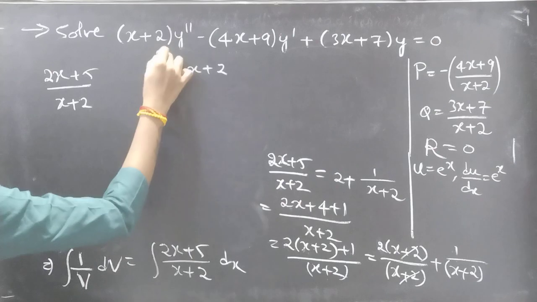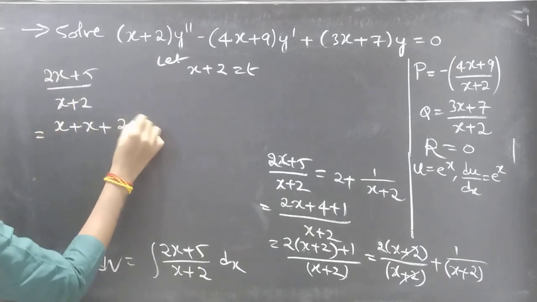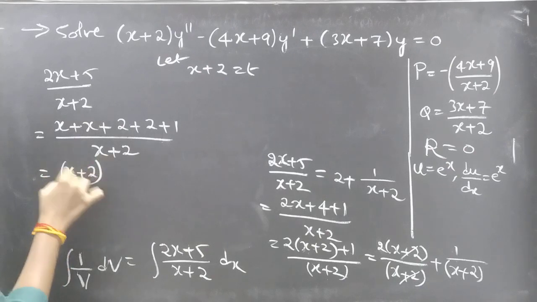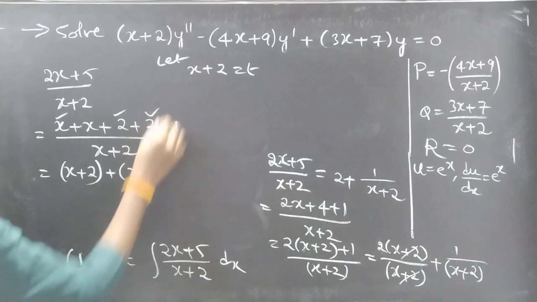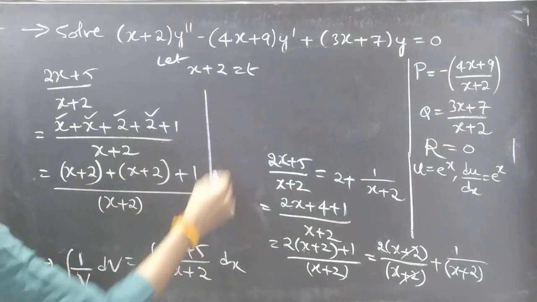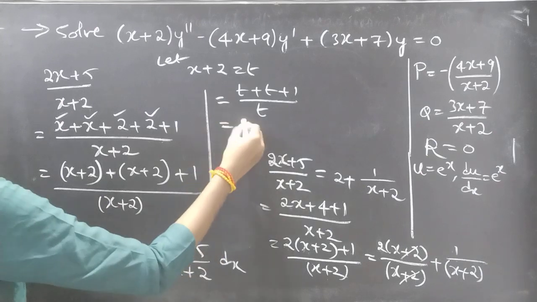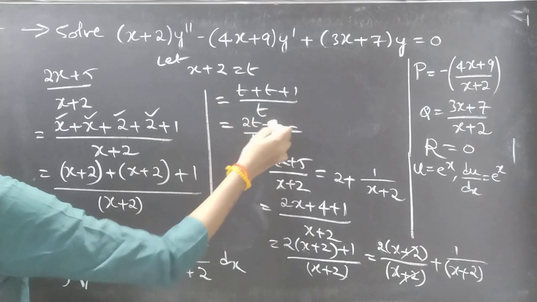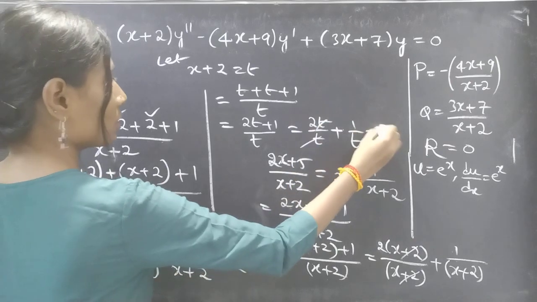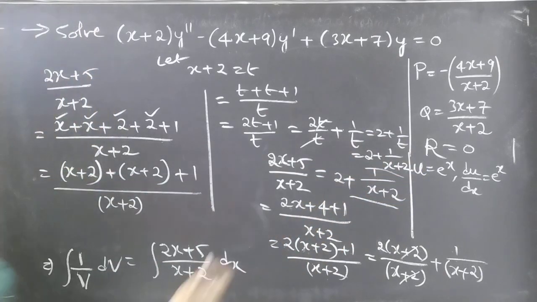let the denominator be t. Now I'll split the numerator 2x as x plus x and I'll split this 5 as 2 plus 2 plus 1, and the denominator remains the same. Again, now I'll write x plus 2 as one term plus x plus 2 another term plus 1. Totally we have 3 terms in the numerator, right? Now put x plus 2 equals t, we'll get (t plus t plus 1) by t, that is (2t plus 1) by t. So we have 2 terms in the numerator and 1 term in the denominator, so we can split the total fraction into 2 fractions. We'll get 2t by t plus 1 by t. Here t gets cancelled, we'll get 2 plus 1 by t. Now just replace t by x plus 2, we'll get 2 plus 1 by (x plus 2). You'll get the same thing.